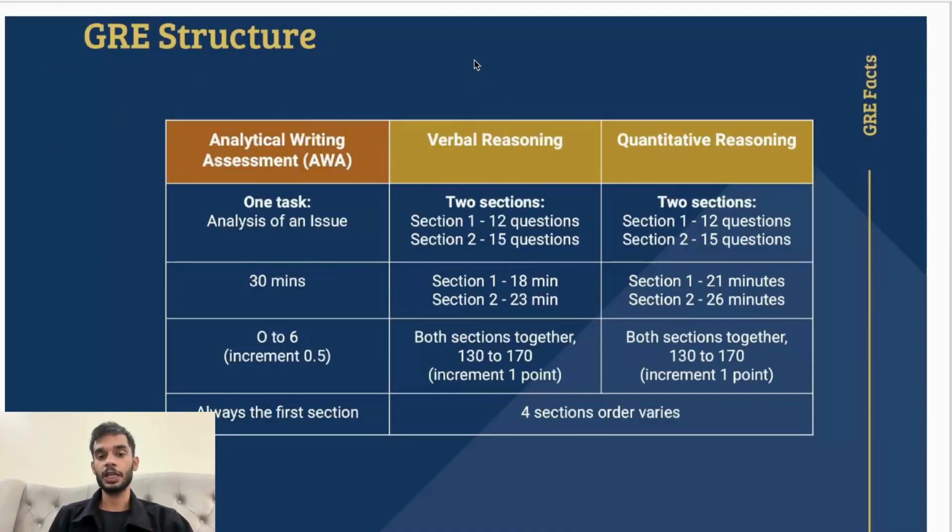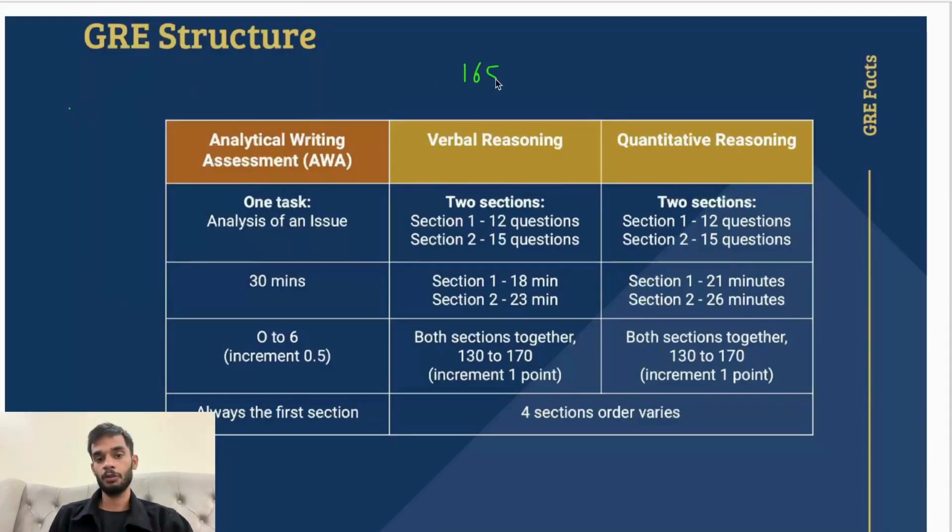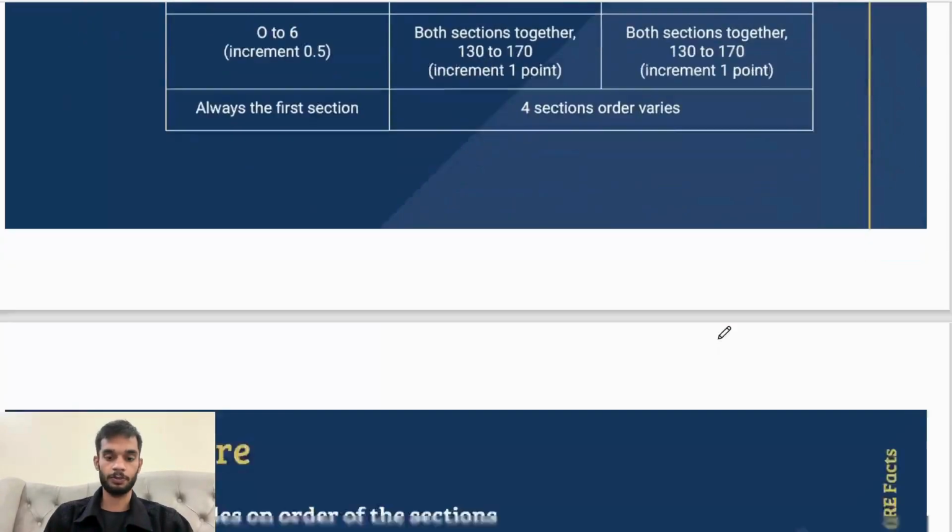Let's say I get a 165 in verbal, 165 out of 170 in verbal, and in quant I get 170 out of 170. So combining these two, I'll get a score of 335 out of 340. Correct? And this will be sent to the universities.